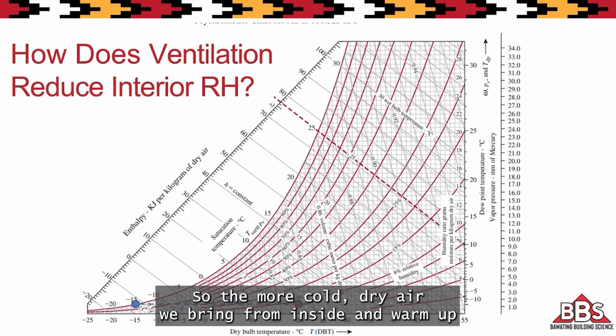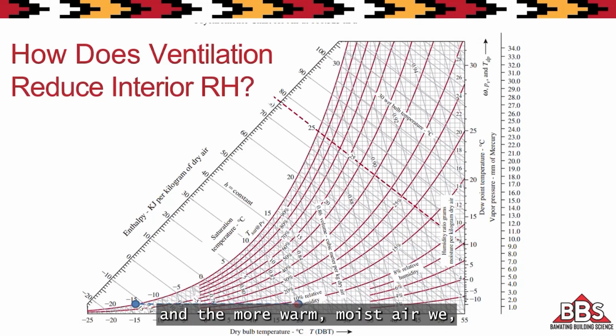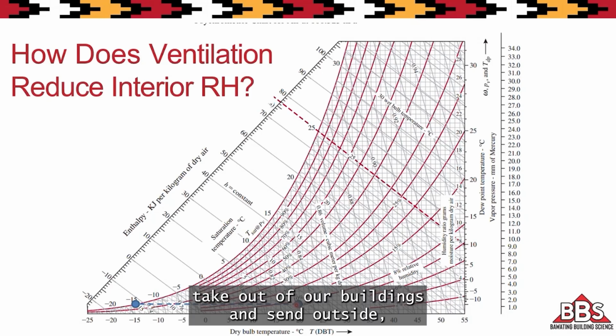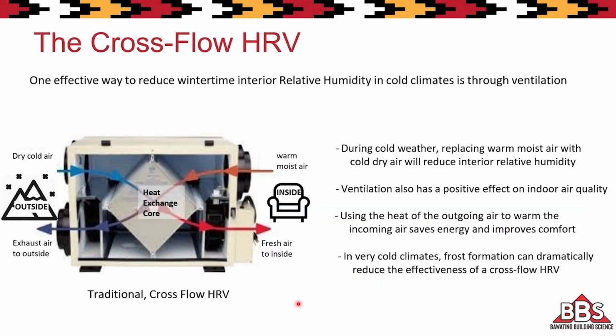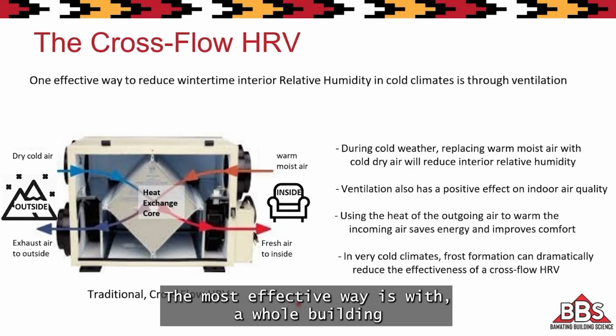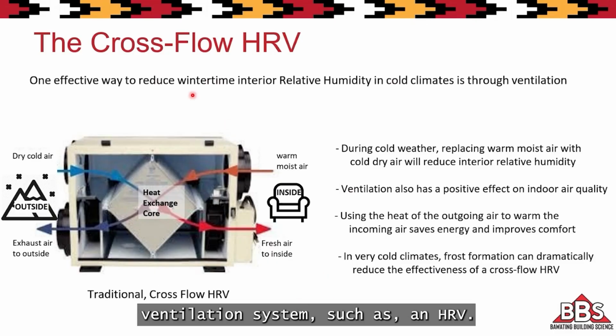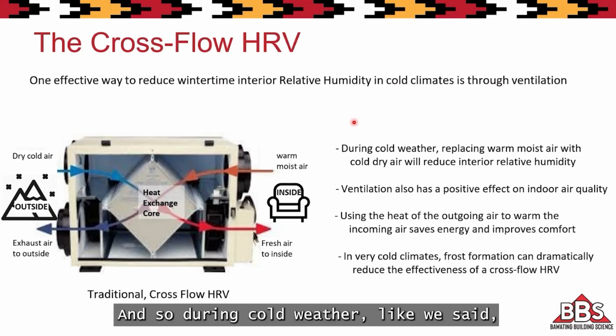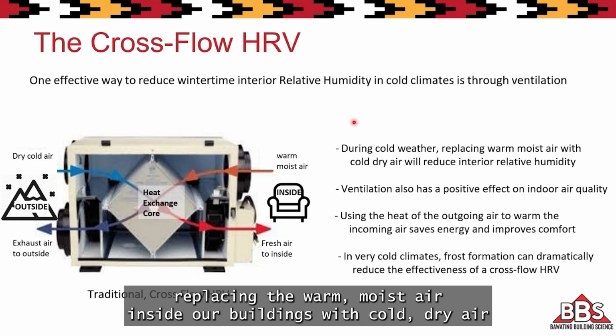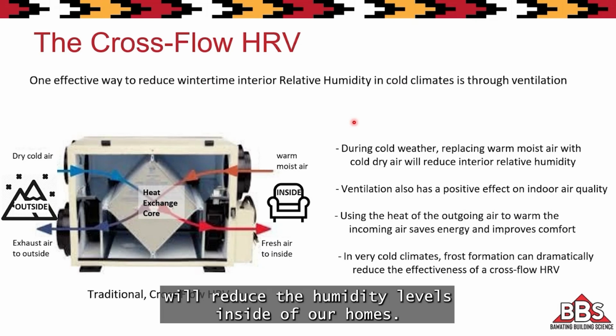So the more cold, dry air we bring from outside and warm up, and the more warm, moist air we take out of our buildings and send outside, the lower the relative humidity in our buildings is going to be. And how do we do that? The most effective way is with a whole building ventilation system, such as an HRV. And so during cold weather, like we said, replacing the warm, moist air inside our buildings with cold, dry air will reduce the humidity levels inside of our homes.